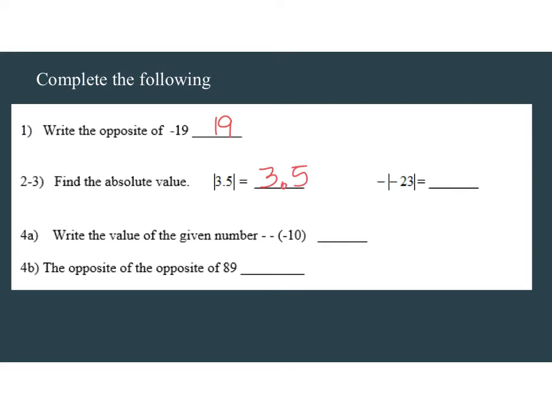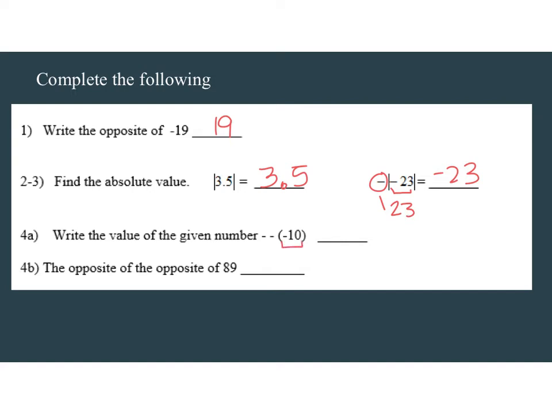And then the next one, we're doing the opposite of the absolute value of negative 23. So if we look, let's start inside of our absolute value. The absolute value of negative 23 is 23, but then we have to take the opposite of that, which makes this negative 23.